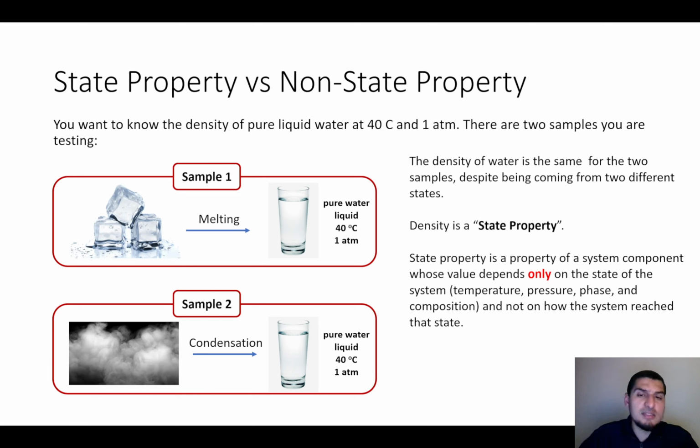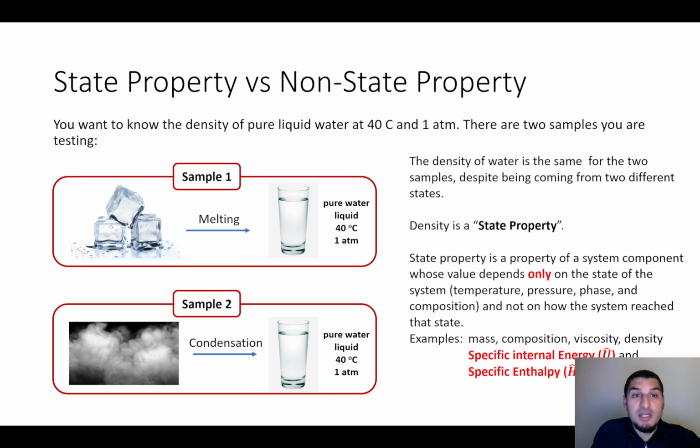There are many state properties. There are a lot of them. Examples of the state properties are the mass. If you want to measure the mass of something, you don't care if it was a small mass and then another mass was added to it, or it was big and you took some of it. At the end of the day, the mass is the mass. You just see what you have and you measure it. Composition is the same. If it was very diluted and you concentrated it, or if it was concentrated and you diluted it, it doesn't matter.